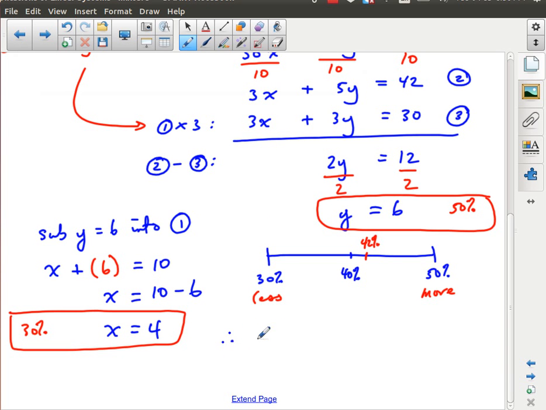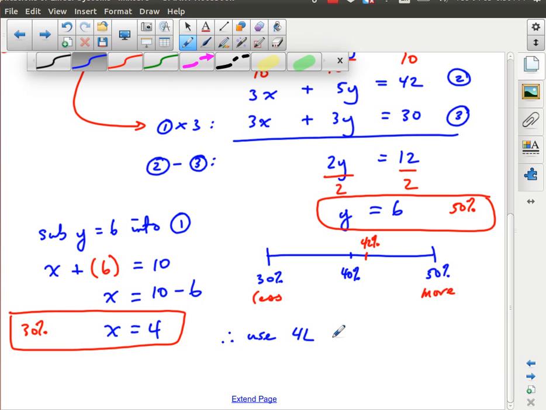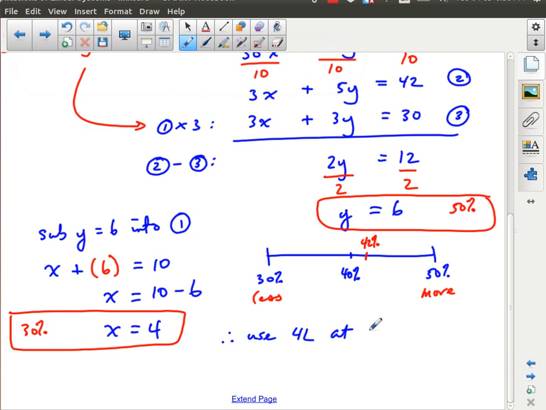Therefore, I'm going to use 4 liters at 30% and 6 liters at 50%. Okay, that one was very similar to our previous one. Let's take a look at our last one, see if it's any different.